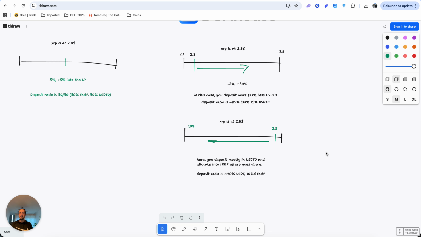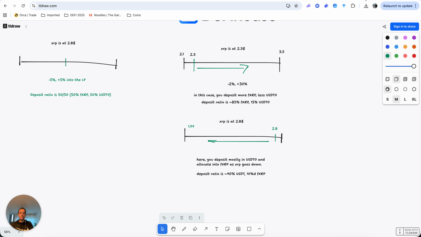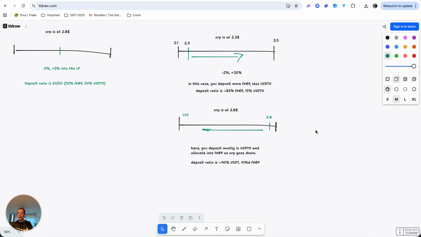Maybe you have some USDT available to allocate into the pool. So this could be the strategy. You deploy your Fxrp to a lending protocol, to Kinetic, right, that I showed you before. You deploy to the lending protocol, then you borrow against your Fxrp in stablecoins, in USDT zero, and then you allocate USDT zero into this pool, either on Enosys or SparkDex, doesn't matter, it's up to you, based on where you have higher TVL, higher fees, higher volume, right? And then you allocate like that.